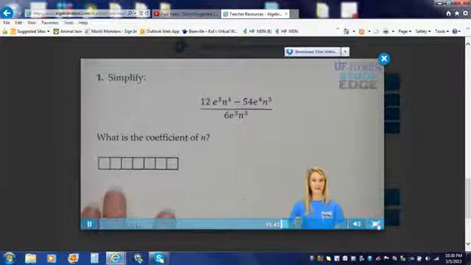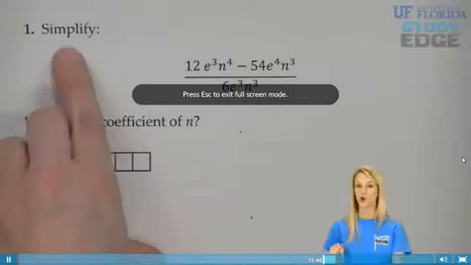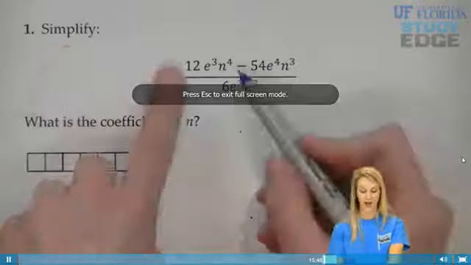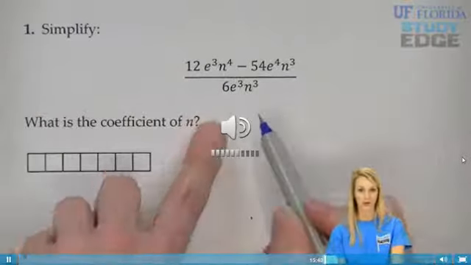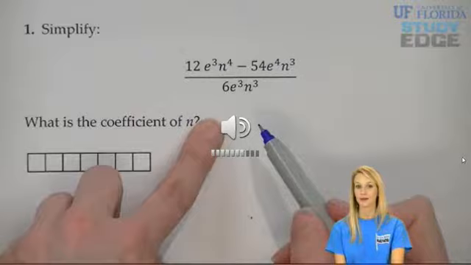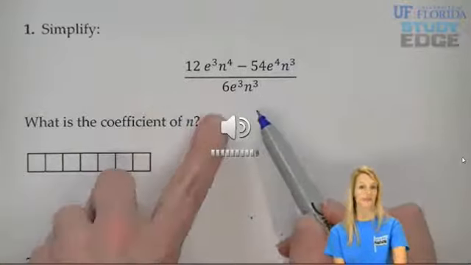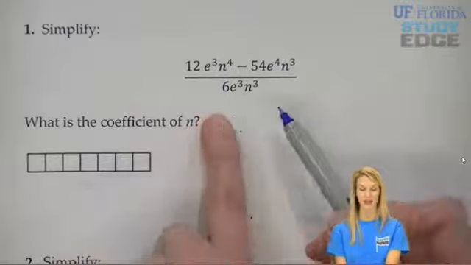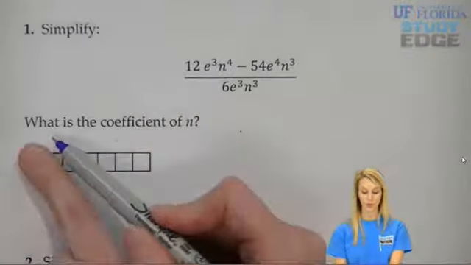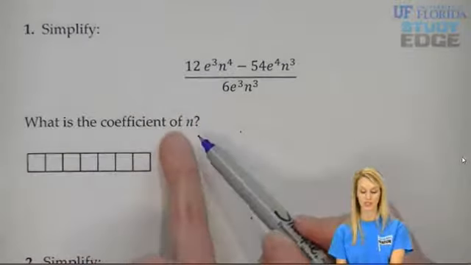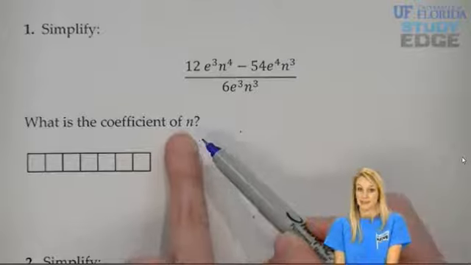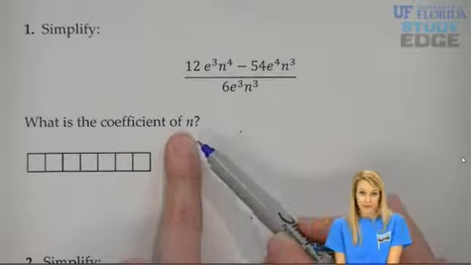You've got two beat the test questions here. First one, we are told to simplify. We have a polynomial over a monomial. What are we going to do? Break it apart. Every single piece in your numerator is going to be divided by what is in your denominator. After we get all of that, we're going to be asked what is the coefficient of n. No idea yet. We need to break this apart.